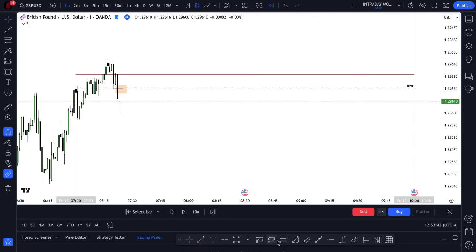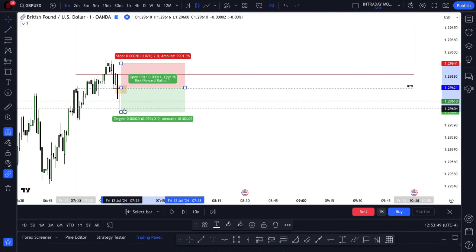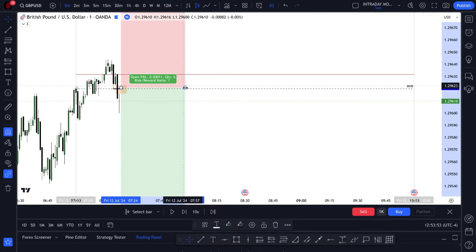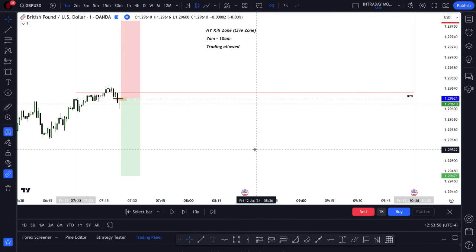So how I would frame this one in this particular example is I would just look to go short either one pip above the opening price. Then I'll be looking for a one-to-one scenario. Now you may gauge it a little differently. You may look for a 2-to-1 or 3-to-1. I like to keep it very simple. That would be my 2-to-1 scenario.